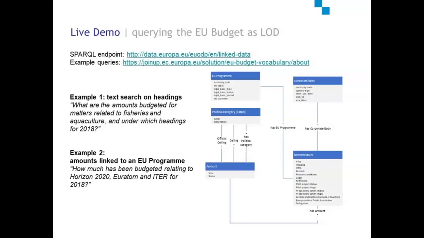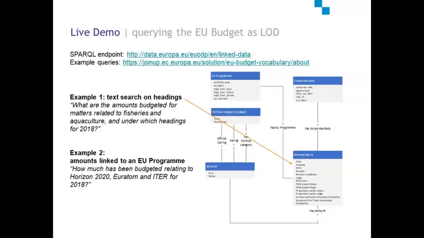So the first example that I will show you today, in total we have five examples, but I will focus on two, explains how we can, by using queries, search or return budget lines that have specific words in their text, so in their headings. And the question we are answering is, what are the amounts budgeted for matters related to fisheries and aquaculture for 2018? So I will share my screen and show you how this can be done.